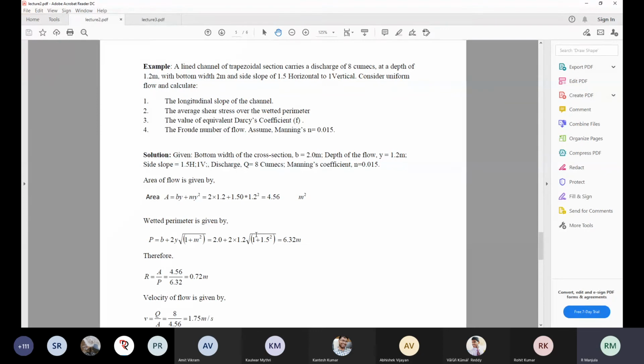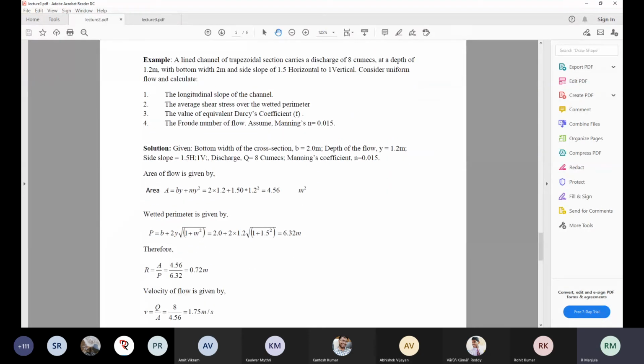A lined channel of trapezoidal cross section has a discharge of 8 cumecs at a depth of 1.2 meters, and the bottom width is 2 meters. And you have a side slope of 1.5 horizontal to 1 vertical. So consider uniform flow. Calculate the following: the longitudinal slope of the channel, average shear stress, and the equivalent Darcy's coefficient. Also the Froude number of the flow and Manning's coefficient.